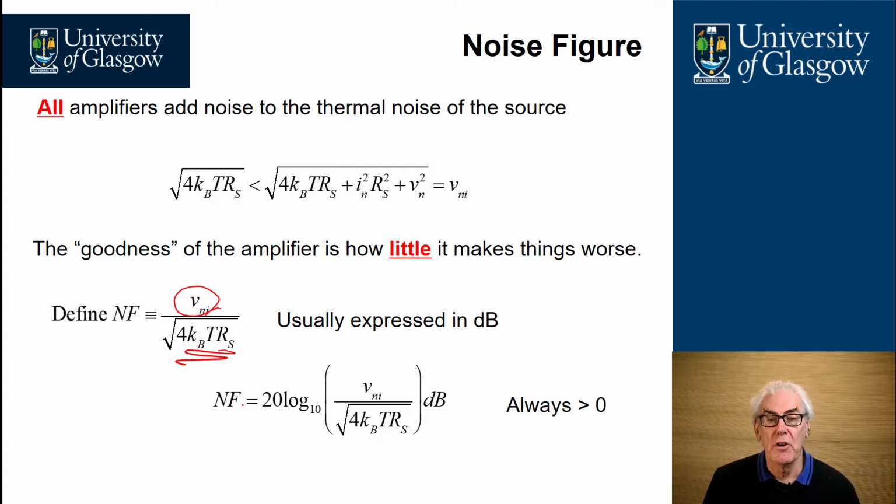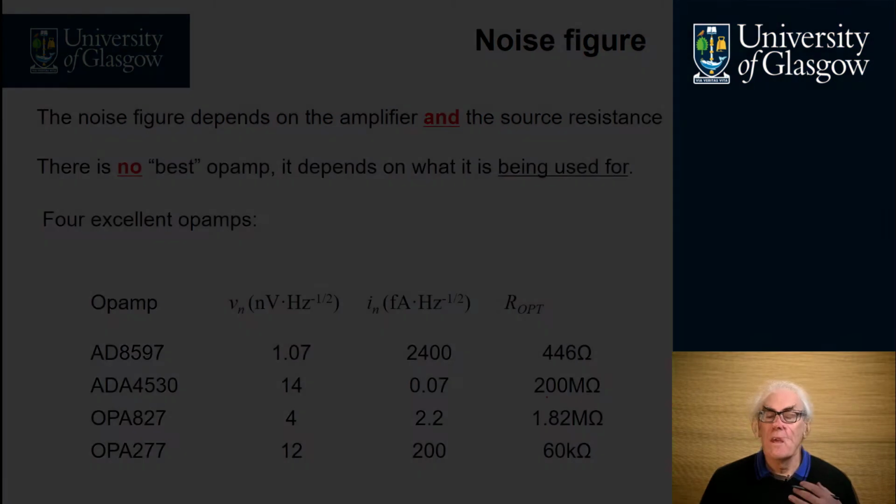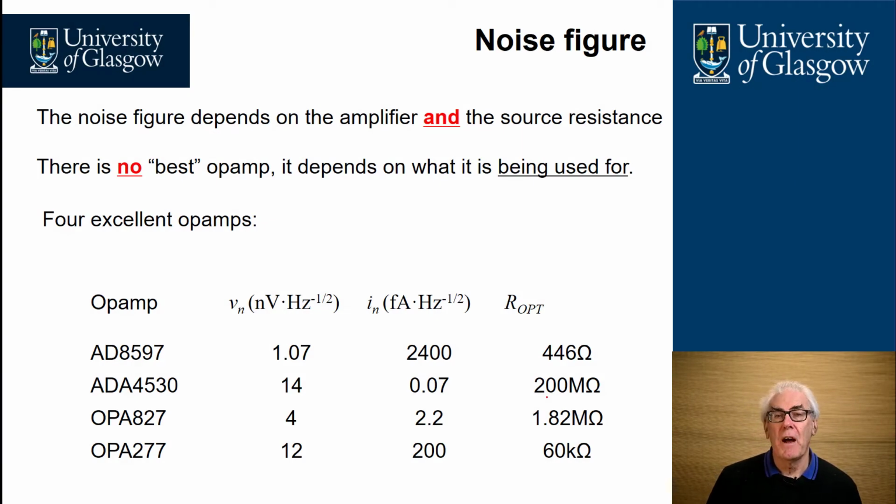And we usually express noise figure in decibels, and the noise figure is 20 log of the total input referred noise divided by the source resistance noise. And bearing in mind that the total input noise also includes the noise from the source resistance, this figure must always be greater than 1. The noise figure and the noise performance of an amplifier depends on the amplifier choice and also the source resistance. There is no best amplifier for low noise. It depends what it's going to be used for.